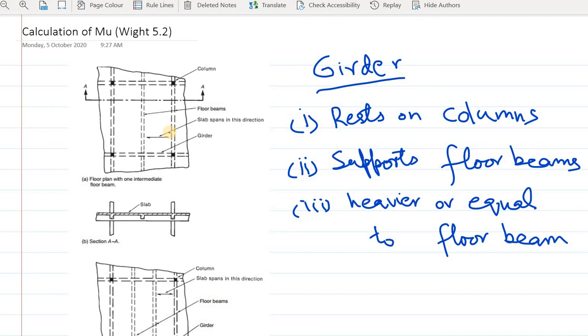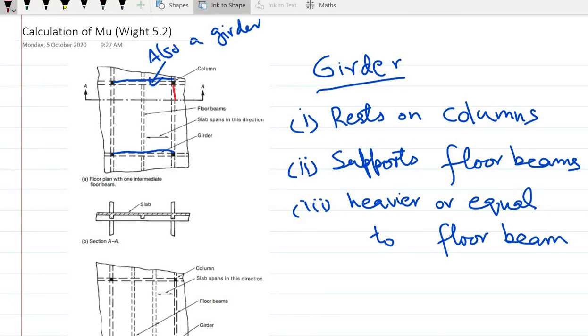For floor beam, we have 2 possible cases. A floor beam may transfer its load directly to the column or may be resting on a girder. For example, in this case, look, this is a girder transferring its load directly to the column. These 2 are girders, and perpendicular to them we have floor beams. This floor beam is resting directly on columns, transferring its load directly on column. Same goes for this one. But the other one, this one is resting not on the columns, it's transferring its load to these 2 girders.